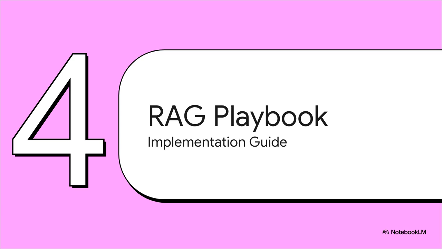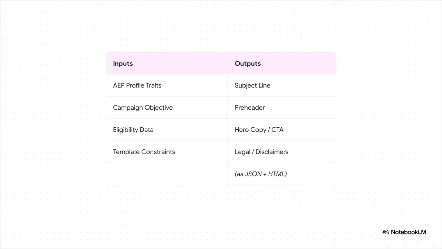So, okay, those are the three main ways to build this. But no matter which path you take, the RAG service itself is the engine. So what does it actually need to do to make all this magic happen? When you boil it all down, your RAG service is basically an input-output machine. It takes in key data from AEP, things like profile traits and the campaign goal, and on the other side, it spits out everything you need for the email. The subject line, the pre-header, the hero copy, all neatly packaged up and ready to use.